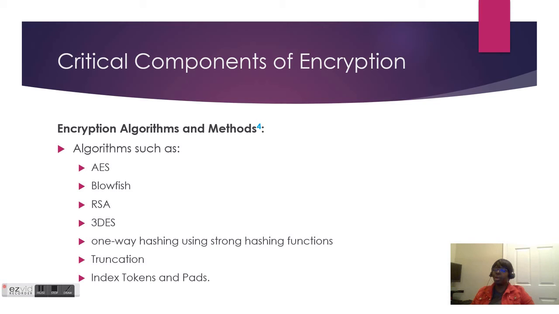Critical components of encryption. When it comes to rendering data unreadable, you have several methods at your disposal. These include encryption algorithms like AES, Blowfish, 3DES, truncation, and index tokens and pads. The most common method is using an encryption algorithm. There are several crypto libraries that contain full encryption or decryption routines using one or more freely available algorithms that can be integrated into each of the encryption methods. One-way hashing is another option, but is typically implemented in application layer encryption.